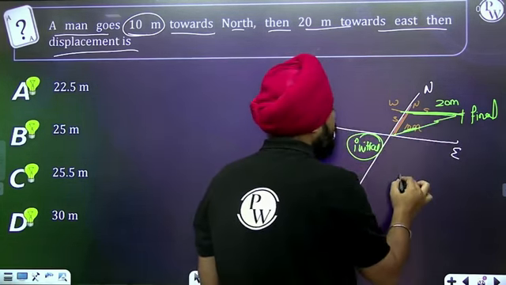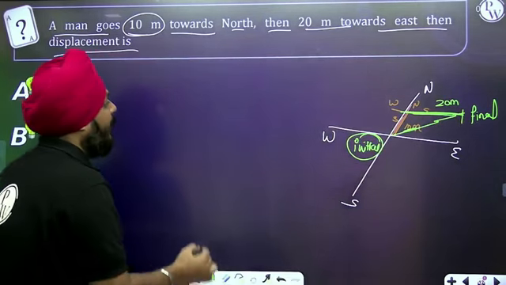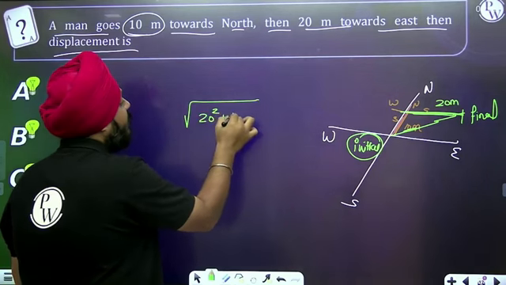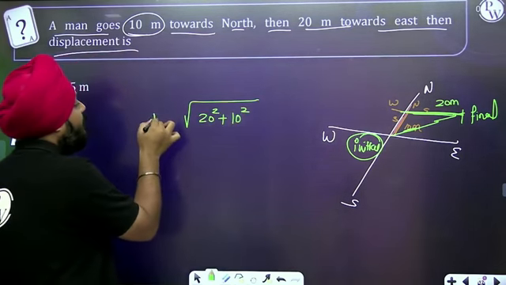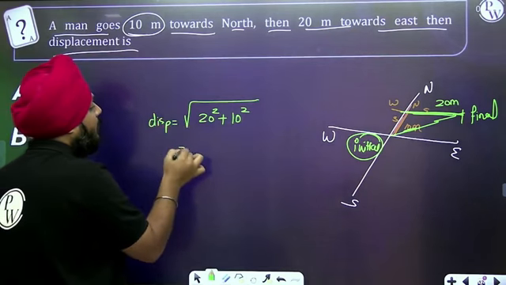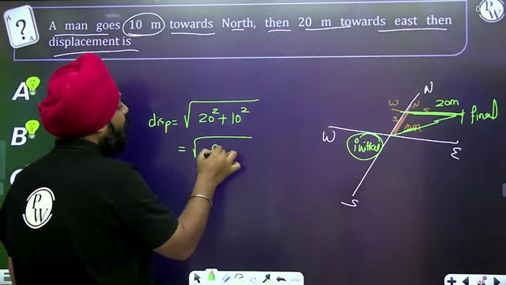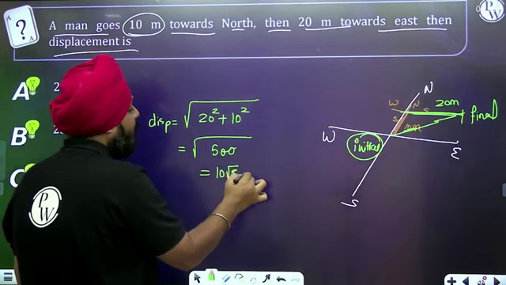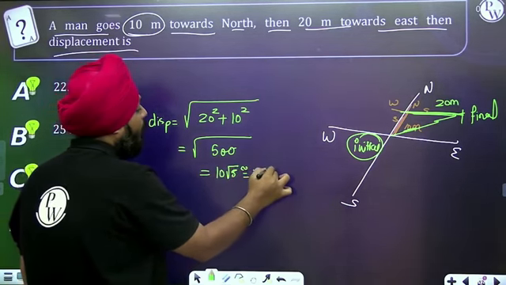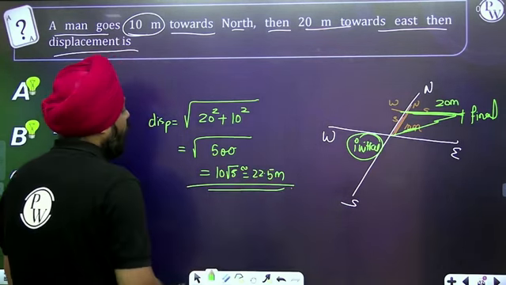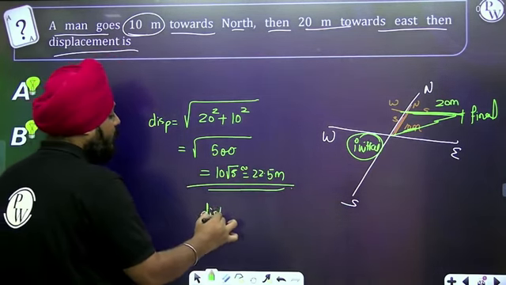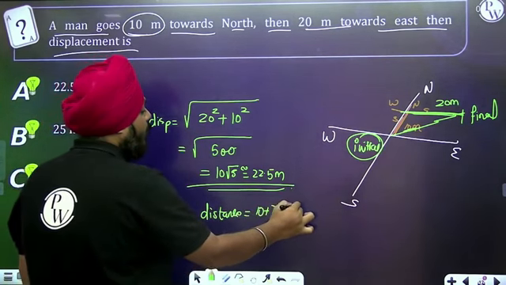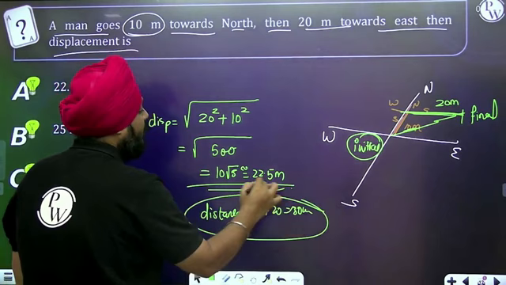If we apply the Pythagoras theorem, then the displacement is under root of 20 square plus 10 square, which is equal to under root of 500, which is equal to 10 root 5, nearly equivalent to 22.5 meter. What is the distance covered? 10 plus 20, 30. What is the displacement? 22.5.